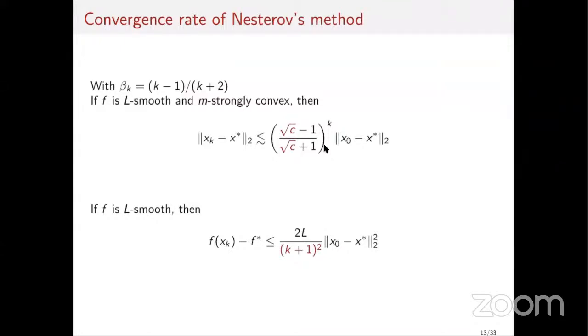And if f is L smooth, and this I only mentioned at the very beginning, then the function value f of xk minus f star is at most 1 over (k plus 1) squared, times the norm of x0 minus x star squared and times a constant. So again, the comparison with the gradient method is that you have the square root of c involved in the rate in the strongly convex case, and in the non-strongly convex case, you have 1 over k squared instead of 1 over k.